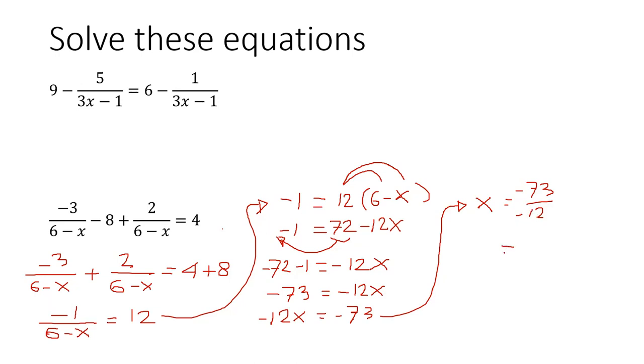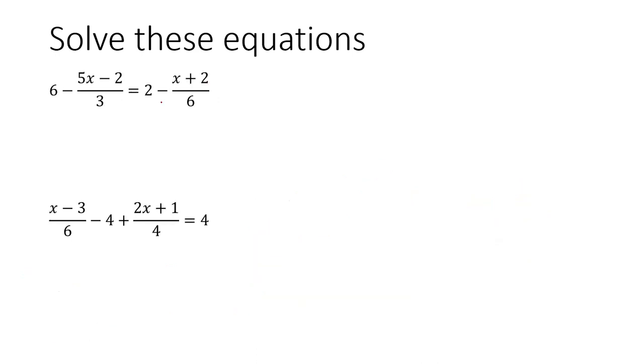All right, and next, negative divided by negative equals positive. So it means 12 times 6 is 72, plus 1, so 73 over 12 is the solution for these equations. So x equals 73 over 12. All right, now we're going to solve this problem.